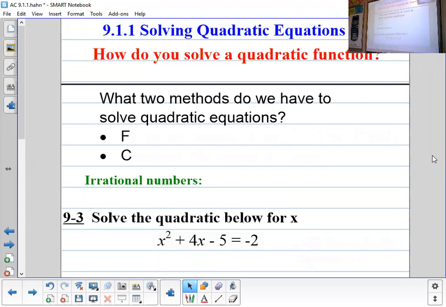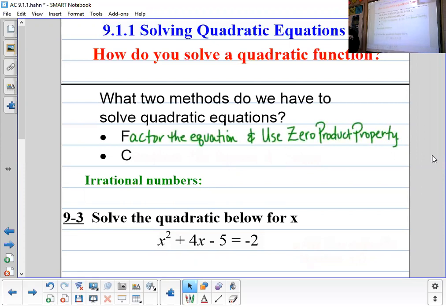So right now, we're talking about the different methods we have to solve quadratic equations. What's one method that we had that you guys just practiced and did? Factoring. Okay, so there we go. Factor the equation and use the zero product property. That's the first way that you could solve a quadratic equation.